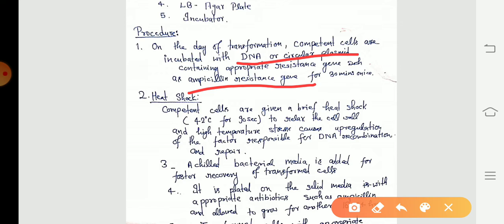Competent cells are given a brief heat shock at 42 degrees Celsius for 90 seconds to relax the cell wall, and the high temperature stress causes upregulation of the factors responsible for DNA recombination and repair.